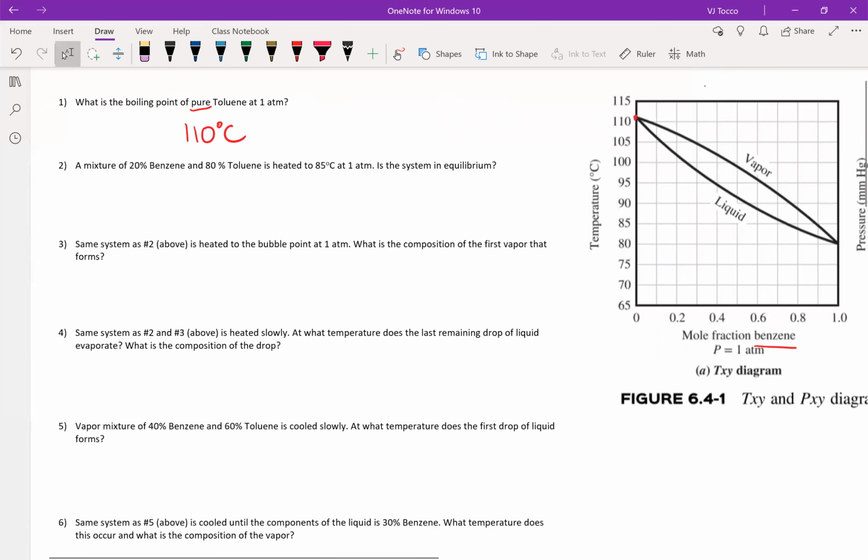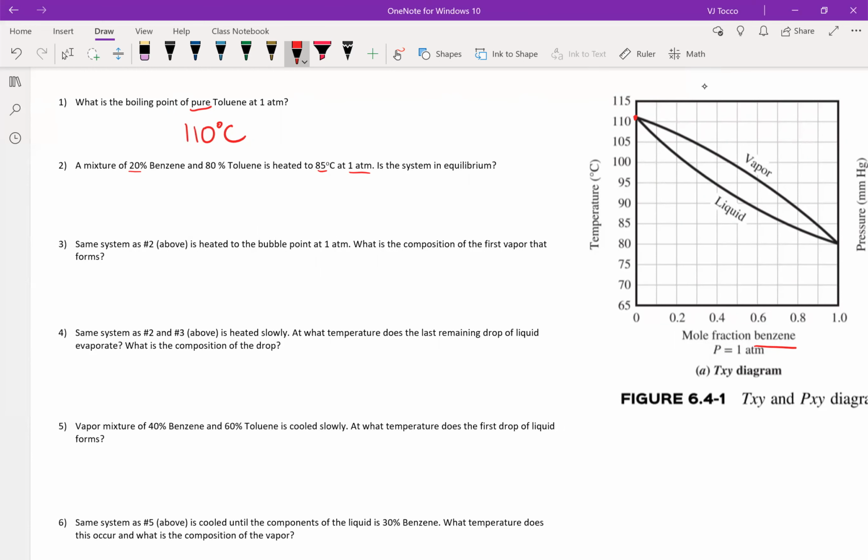Okay, let's move on. Number 2 says a mixture of 20% benzene, 80% toluene is heated to 80 degrees C at 1 atmosphere. Is the system in equilibrium? So here I have both temperature and pressure specified. I also have a composition specified. So therefore I need to determine whether or not the system is in equilibrium.